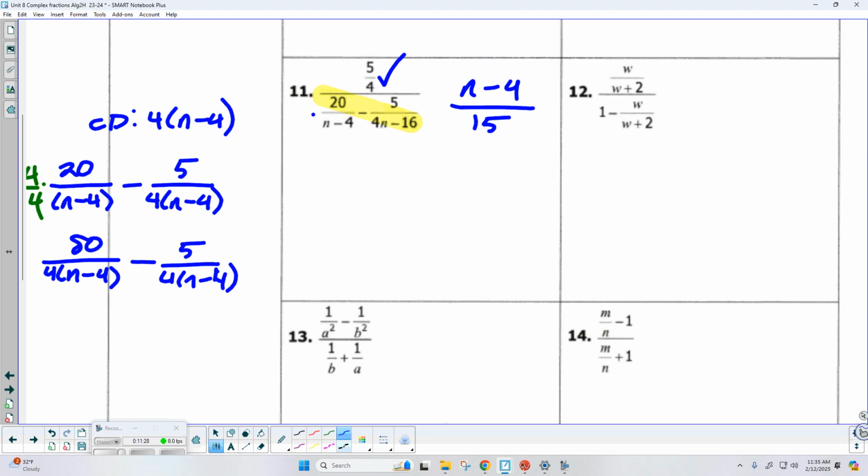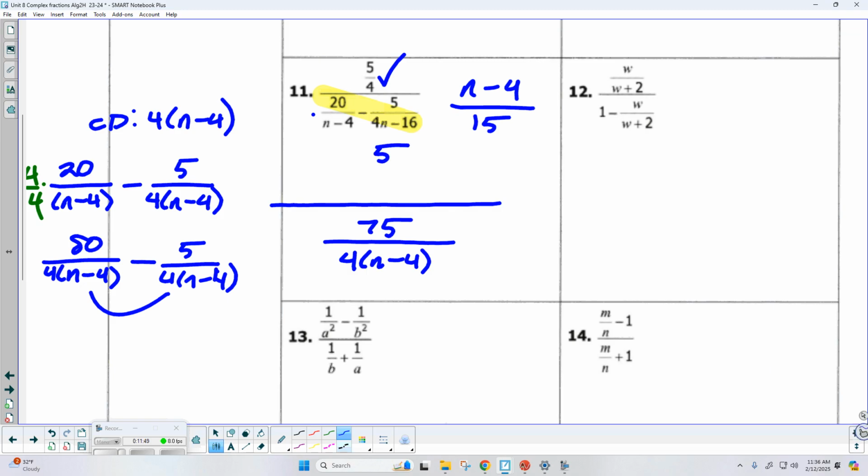All right. So here's my big division symbol. So would everybody agree that down below, I should have 75 over 4 times n minus 4? Okay. Where did that 75 come from? 80 minus 5 when I combined those two fractions. Okay. Good. And then all the while, we've got this 5/4 waiting up here for us to do something.